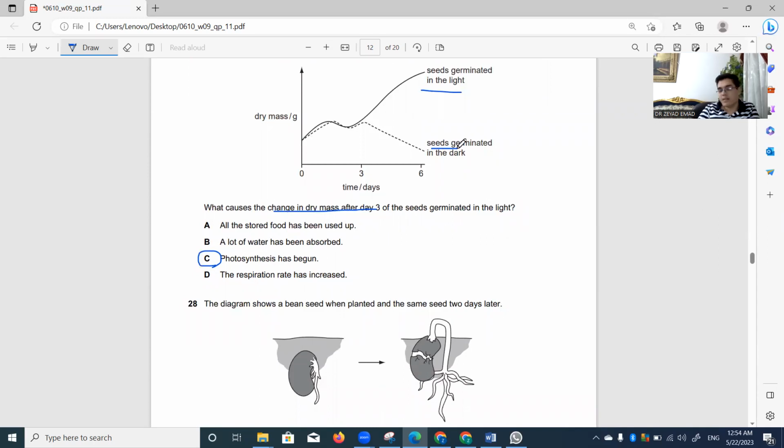But here, the dry mass doesn't increase because the seed germinated and becomes a plant, and the plant is in the dark, so no photosynthesis, no glucose production, and no starch.